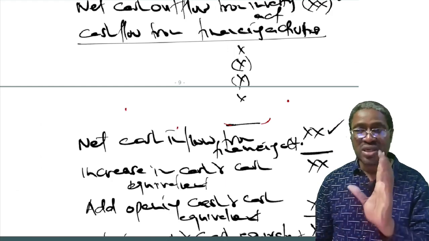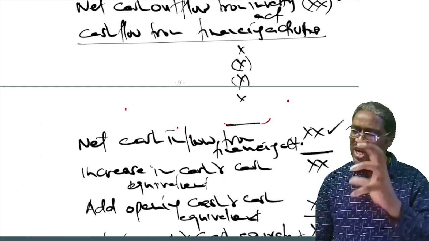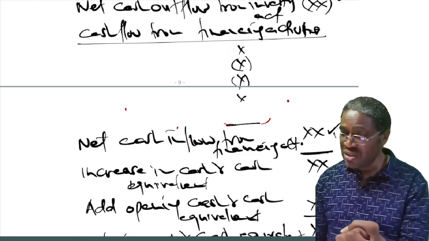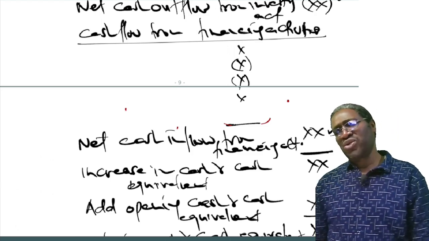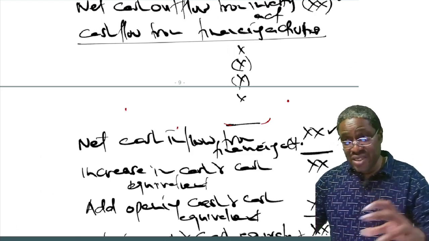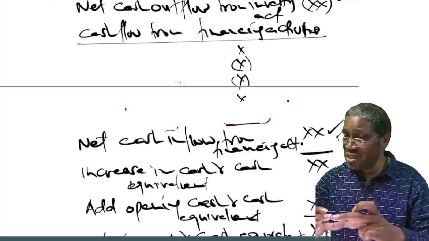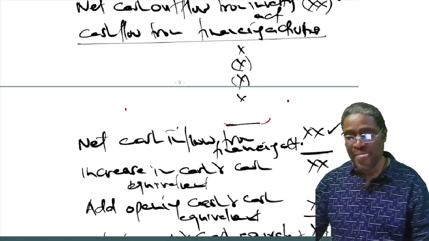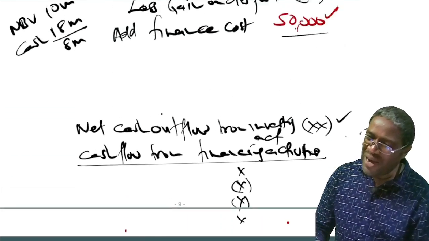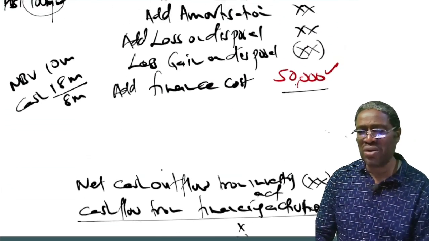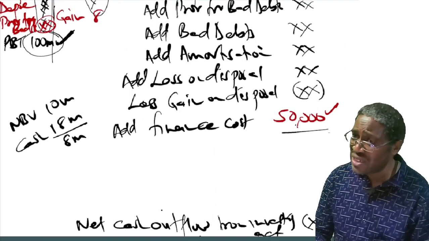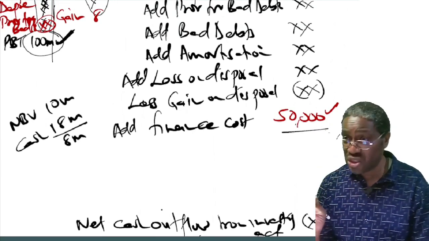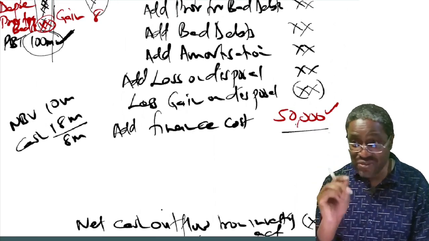So there are times you may be given a question where you could have paid something, or there are times you could be given a question where you paid nothing. So as far as the financing section is concerned, there will be either interest paid or no interest paid. But as far as operating activities is concerned, the charge for the year was non-cash.